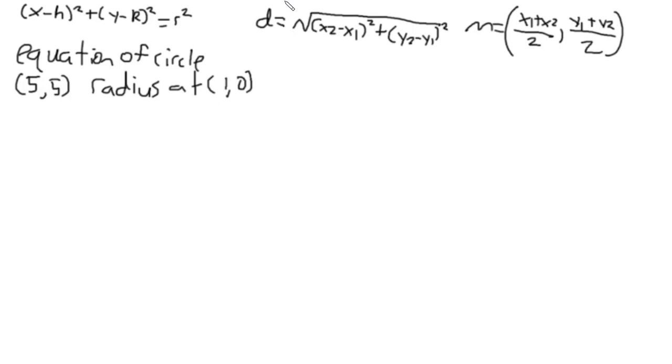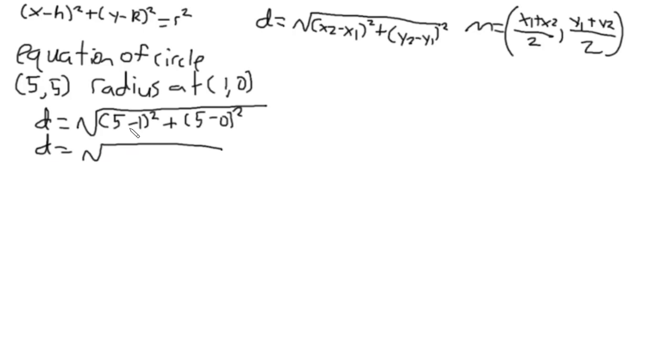So to do that, I'm going to use the distance formula. So d is going to equal the square root, and we're going to find the distance between these 2 points. It doesn't matter what order you put them in. So the square root of (5 − 1)² + (5 − 0)². So then d is going to equal 5 minus 1 is 4 squared is 16, 5 minus 0 is 5 squared, 5 squared is 25. So this is going to be the square root of 41.